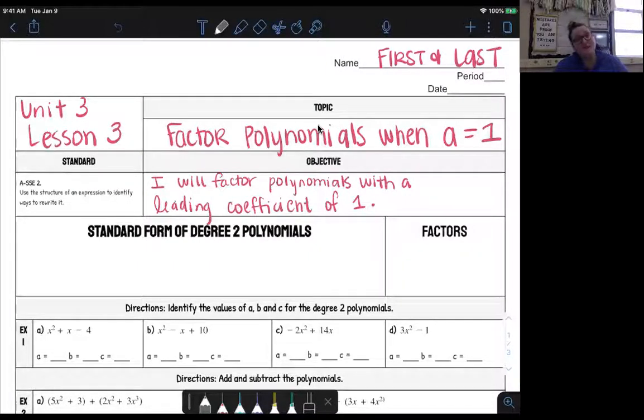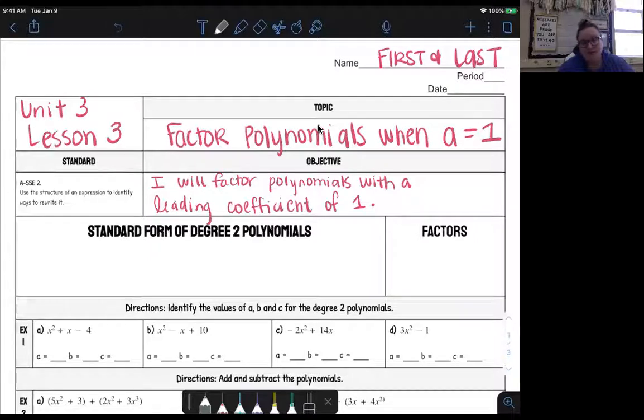I'm Miss McGuire, and today we're going to be doing Unit 3, Lesson 3. Our topic today is factor polynomials when a equals 1. And your objective for today is: I will factor polynomials with a leading coefficient of 1.